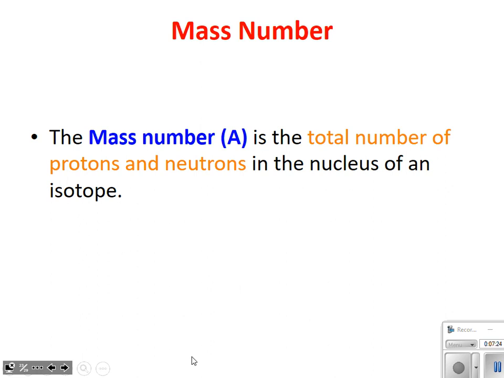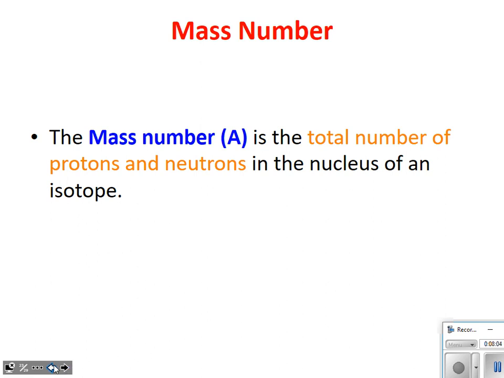The mass number, which we represent with the letter A, is the total number of protons and neutrons in the nucleus of an isotope. You don't know what an isotope is yet. You will in about 10 to 15 minutes. All right? So the mass number A is the total number of protons and neutrons.